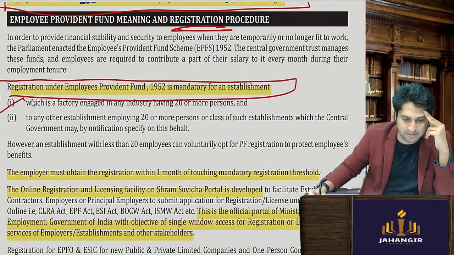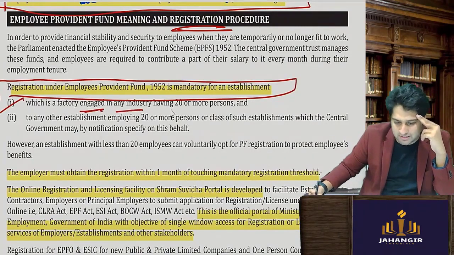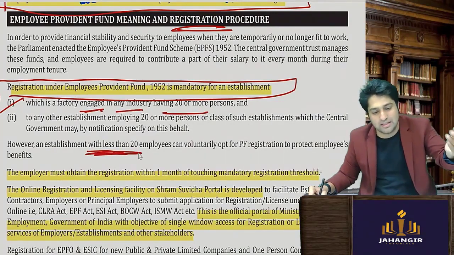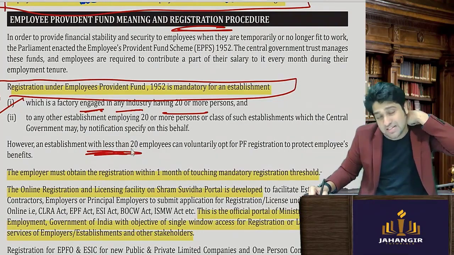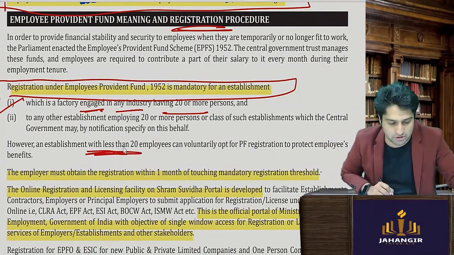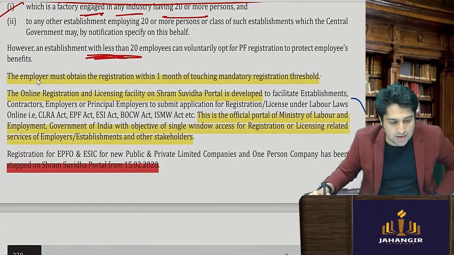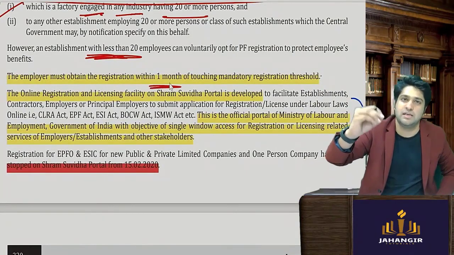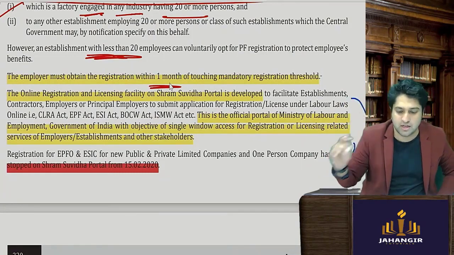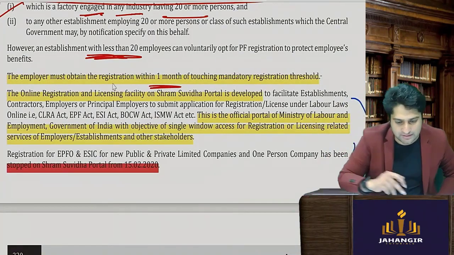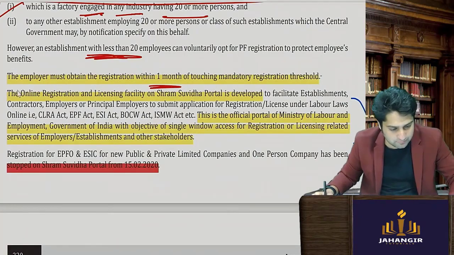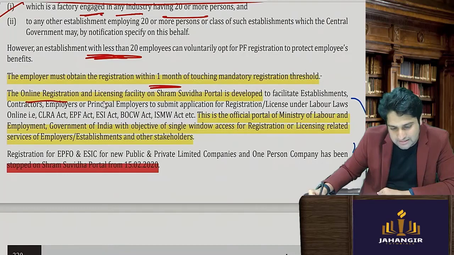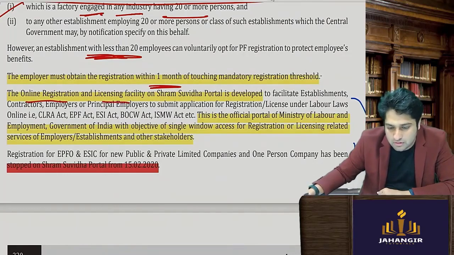Okay, for a factory engaged in any industry having 20 or more persons, registration is needed. Even if the establishment later gets less than 20, then they can do voluntary registration. And the employer must obtain registration under this within 1 month. Now coming to this part, the online registration and licensing facility.